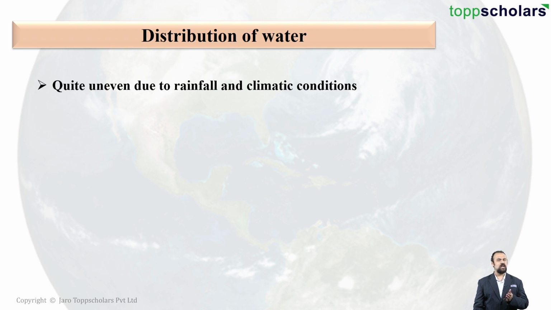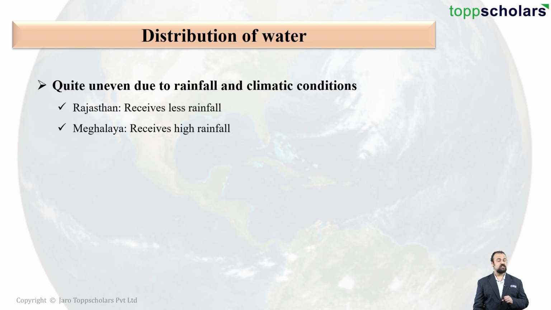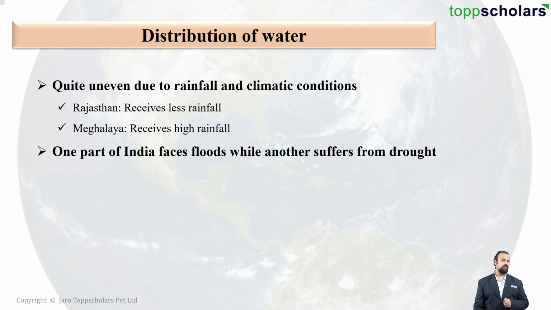Let us take some examples from India itself. The state of Rajasthan receives very less rainfall, whereas the state of Meghalaya in the northeast receives very high rainfall. Therefore, we can say that one part of India faces floods, while the other part suffers from drought. So this is the kind of unevenness we are talking about when it comes to the distribution of water.